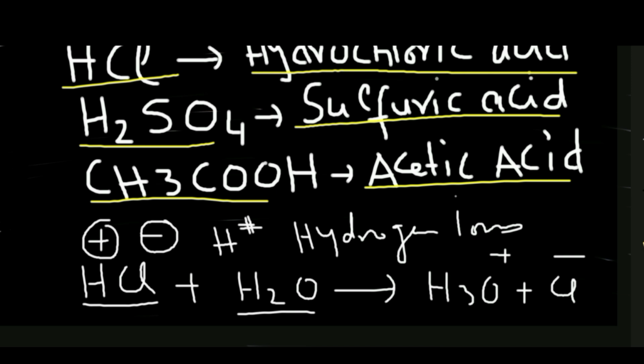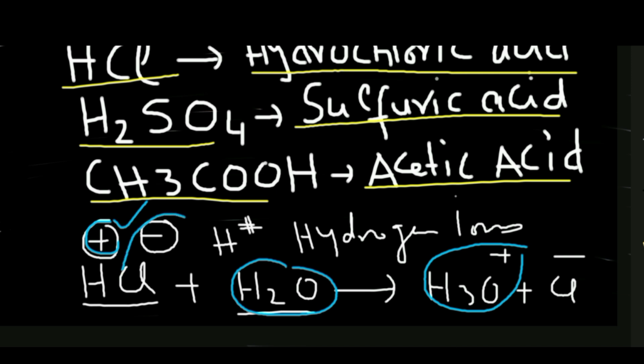The hydrogen ions combine with the water to produce hydronium ions, and the chloride ion is released in this form. So it is proved that HCl is an acid because it has given a hydrogen ion which combines with the water to produce hydronium ions. So we can say that HCl is an acid.